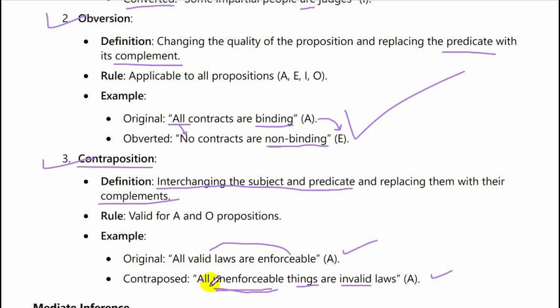That is, all non-enforceable things are non-valid laws. So instead of saying non-enforceable, we say unenforceable. And instead of saying non-valid, we say invalid. It is as simple as that. Once again, I hope this is understood.